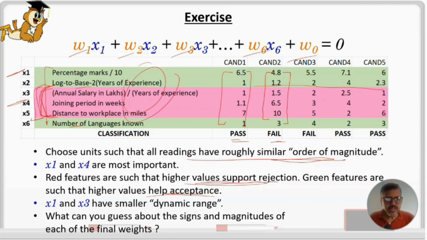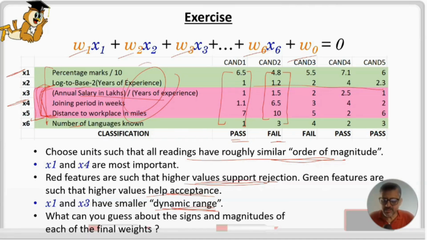Let's say x1 and x3 have smaller dynamic range. So let's say your percentage marks divided by 10 and annual salary in lakhs divided by years of experience have a smaller dynamic range. All of them are essentially the same order of magnitude, but even within that same order of magnitude, let's say these quantities had a smaller dynamic range. They took values in a very small range. That's the meaning of dynamic range.